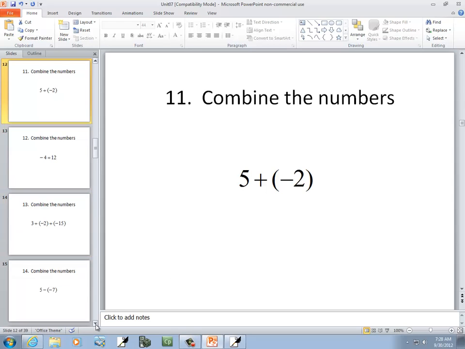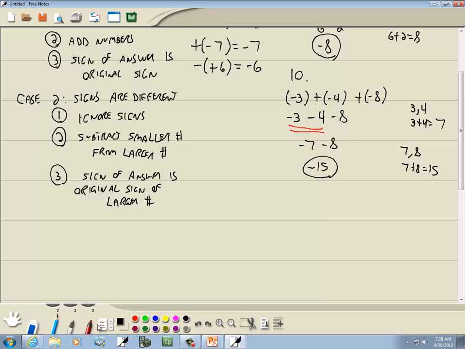Let's look at our 11th example. Sometimes by using your shortcuts, it becomes a problem you already know how to work. Here we have 5 plus, and then beginning parentheses and a minus. Well, up here, plus parentheses minus becomes a minus. So this we rewrite as 5 minus 2 before we do anything. And once we do that, 5 minus 2 is 3. So that's our answer.